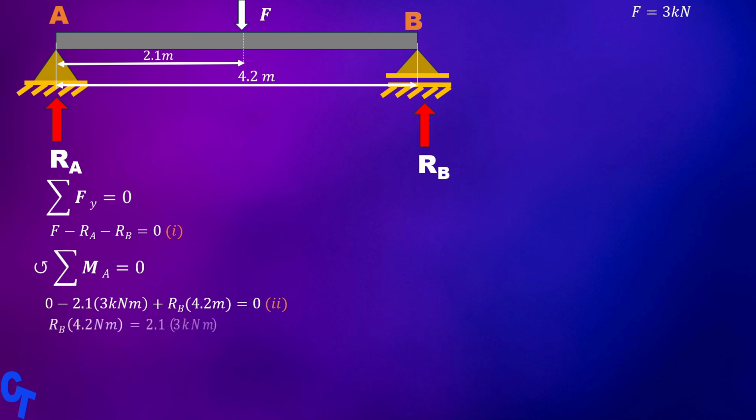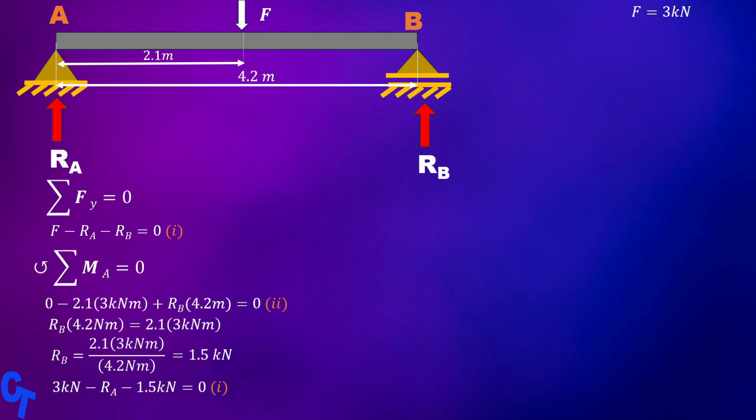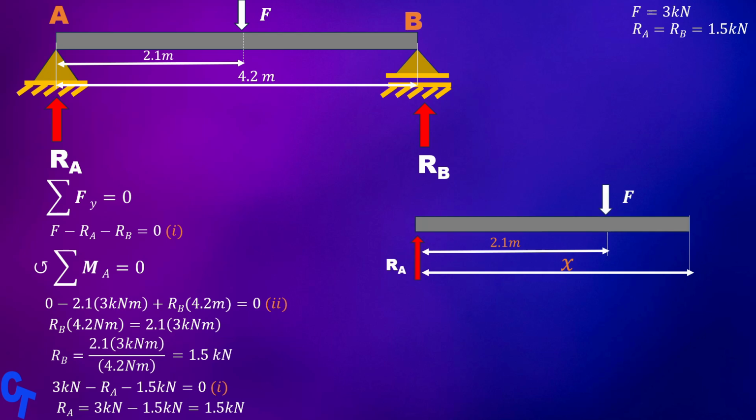Now let's simplify, and RB will be 1.5 kilonewtons. We can find RA by substituting RB in equation 1, which gives us 1.5 kilonewtons. Now to find M in the double integration formula, we cut the beam at a point x meters from the support A and make sure that the point is after the load. Let's call this endpoint E.